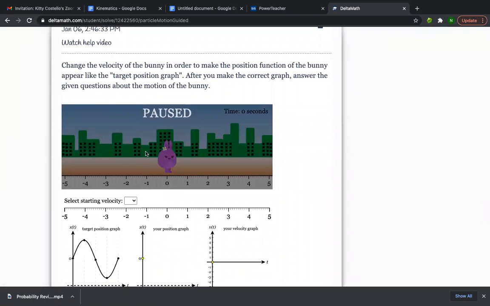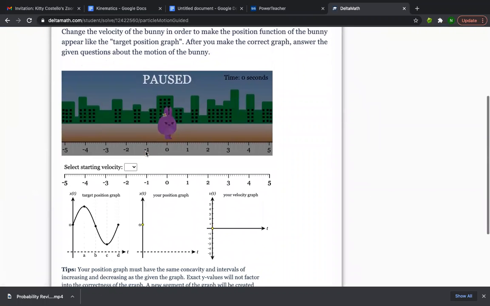And I personally think that the hardest part of these questions is figuring out where you're supposed to start. So I'm going to take a look at my position graph. Now from 0 to A, I see that the graph is increasing but concave down, which means that I want my velocity to be positive, but the slope of my velocity to be negative, which means that I need to start above 0.